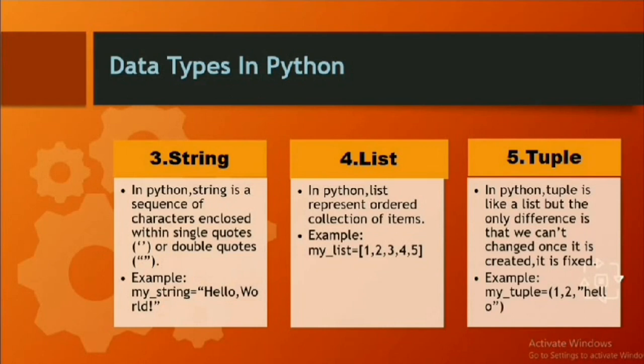The fifth one is the tuple. Tuple is similar to list, but the only difference is that it is immutable, that is, it is fixed and it cannot be changed once it is created. Here I have given an example 1, 2, hello.